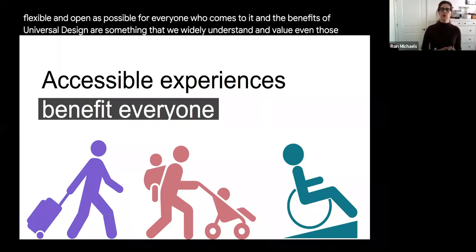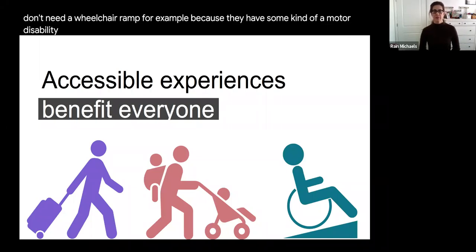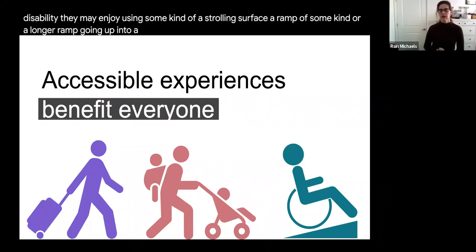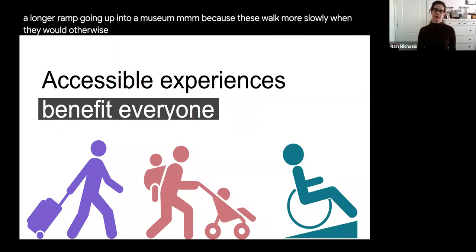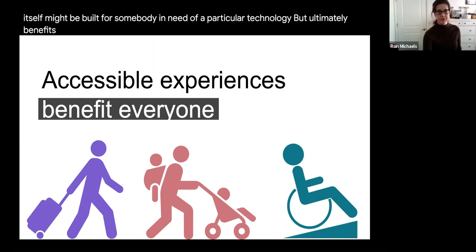Even those who don't need a wheelchair ramp, for example, because they have some kind of a motor disability, may enjoy using some kind of a strolling surface, a ramp of some kind, or a longer ramp going up into a museum, because these surfaces enable them to stroller, or pull something behind them, or simply walk more slowly than they would otherwise. This is what we consider the curb cut effect, where accessibility itself might be built for somebody in need of a particular technology, but ultimately benefits everyone in some way.